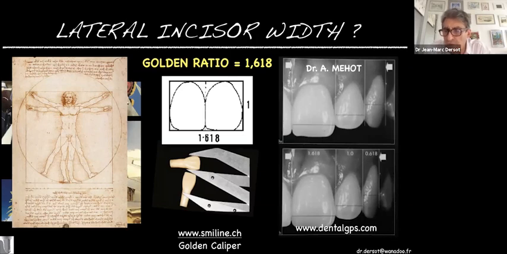You can see two photographs. On the upper one, it is the right size of the teeth in the anterior area of the upper jaw. On the lower photograph, they used the golden ratio for the lateral and also for the canine. And as you can see, the width of the lateral in the lower photo is narrower in comparison with the real tooth. So using the golden ratio to evaluate the width of the lateral incisors is not the good answer.